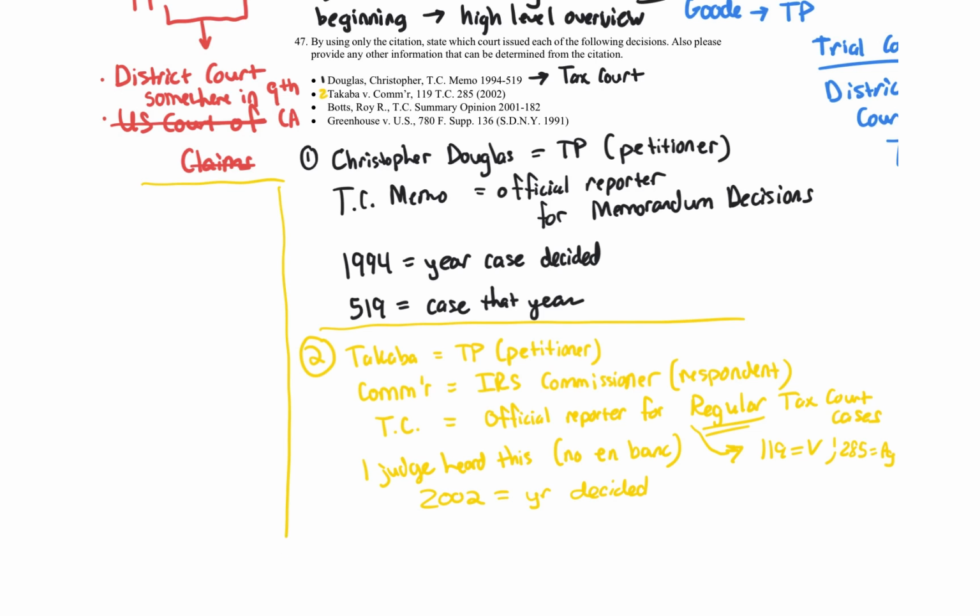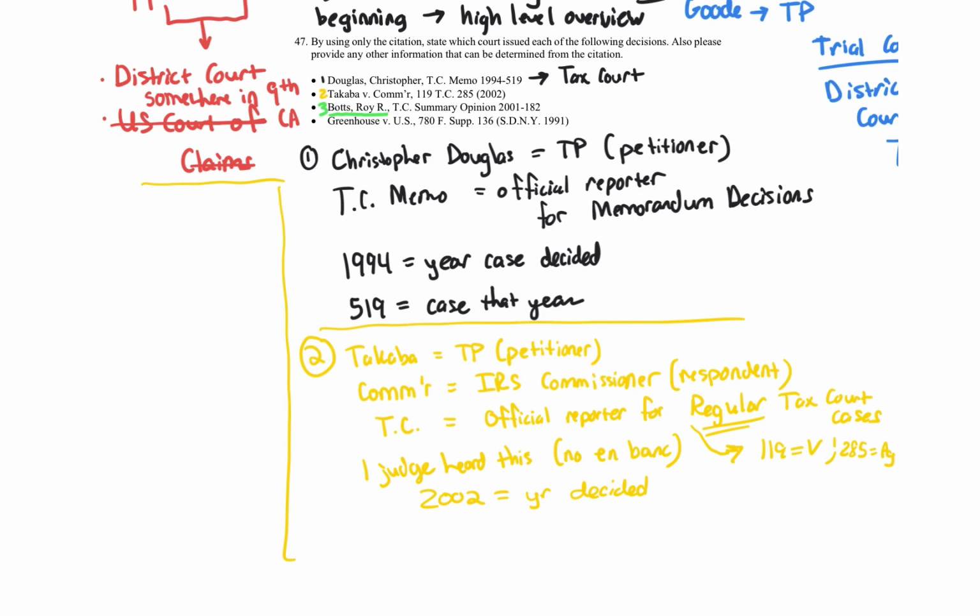Now, we're going to go to green for Botts, Roy R. And by the way, one thing with the citations where it's not two parties, like the TC memo or TC summary opinion, sometimes you'll have a letter for a middle name. That's fine. And how you see the citation here is how you would do that.